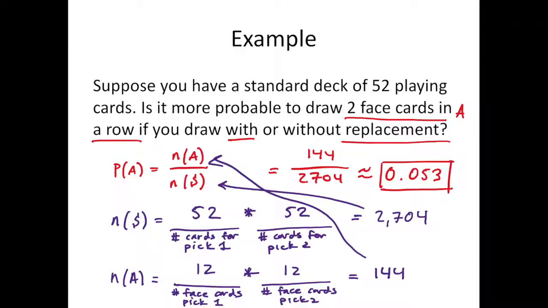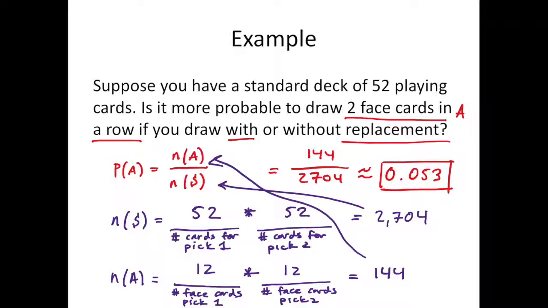Now to find my numerator, I have to figure out, of those 2,704 possibilities, how many of them result in getting 2 face cards in a row. Well, I look at this pick by pick. For pick 1, there are 12 face cards, the 4 jacks, the 4 queens, and the 4 kings. If I pick one of them, it doesn't matter. I put it back for pick 2. So for pick 2, there's going to be 12 face cards again in the deck. So how many outcomes correspond to getting 2 face cards in a row? Well, 12 times 12, or 144. So that's going to be my numerator. So in the end, my probability of getting 2 face cards in a row with replacement is 144 over 2,704, or approximately 5%.